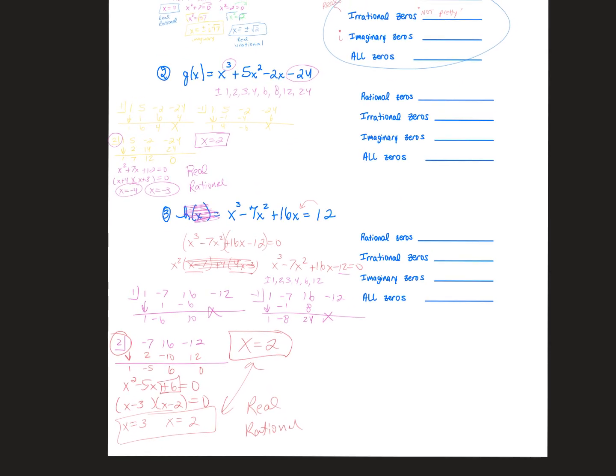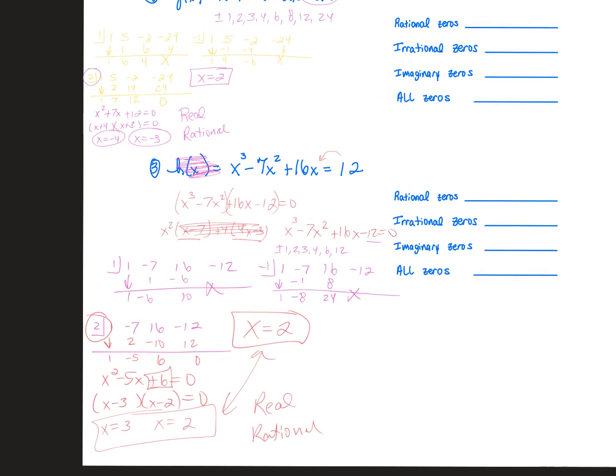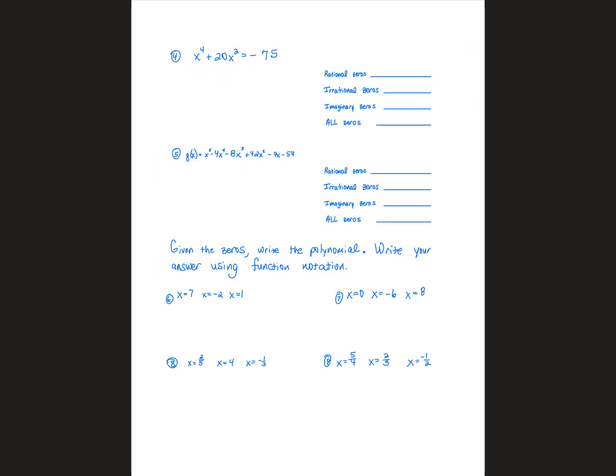So then if you were asked to write all the rational reals, you would just write x equals 2 and x equals 3? Or you would just write them twice? It doesn't matter. You could write it twice or you could write it once. All right, you guys are doing a great job.